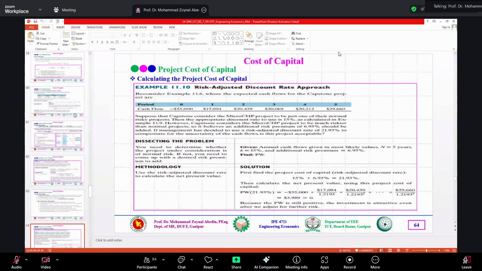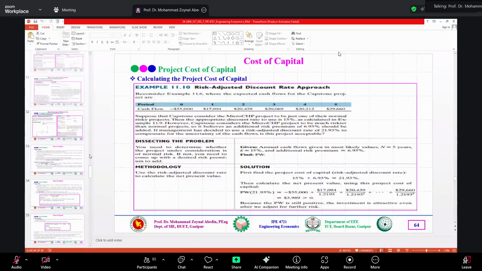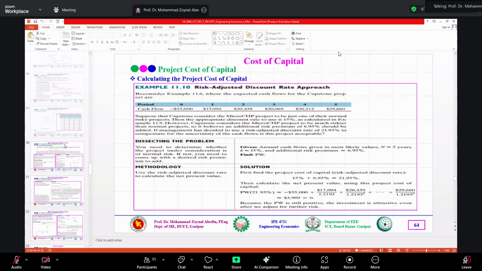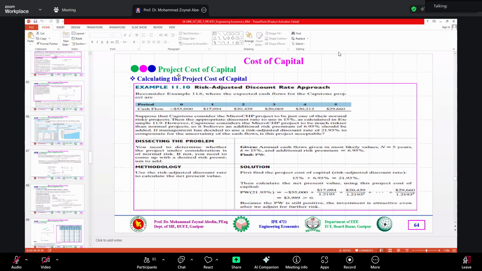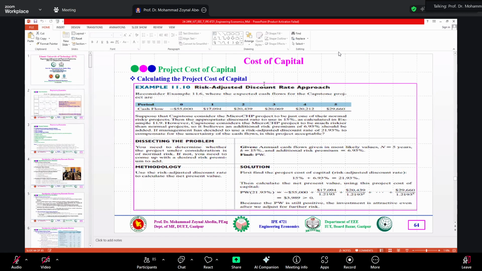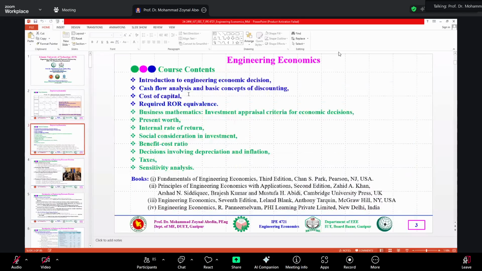So, if I tell you, here: engineering economic decision, cash flow analysis, discounting and compounding, and cost of capital. Until this is your syllabus, and the first quiz will be in the coming Tuesday in my class. Okay.